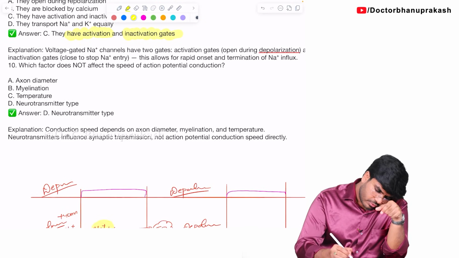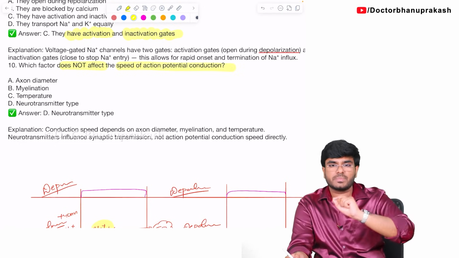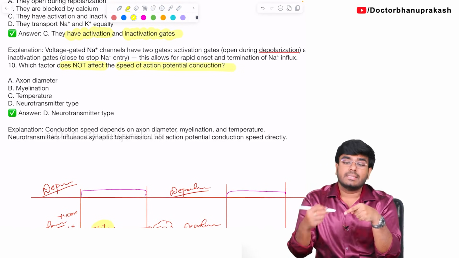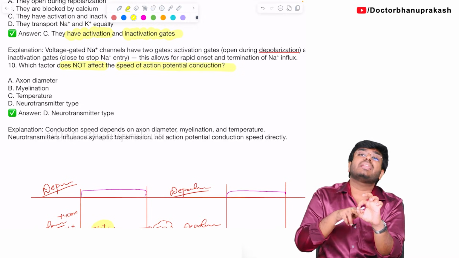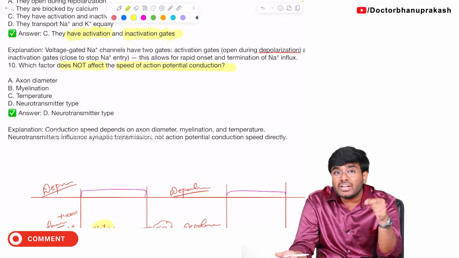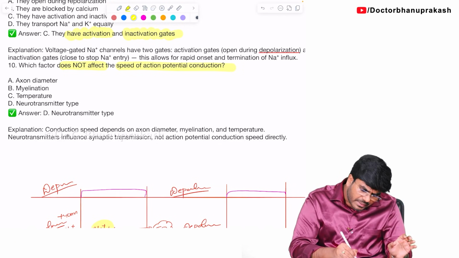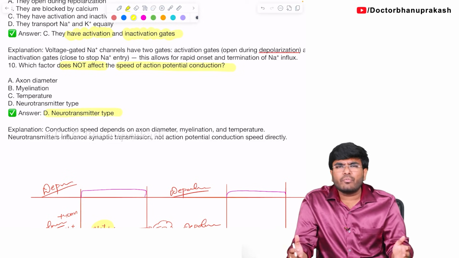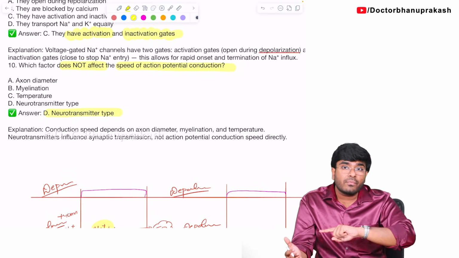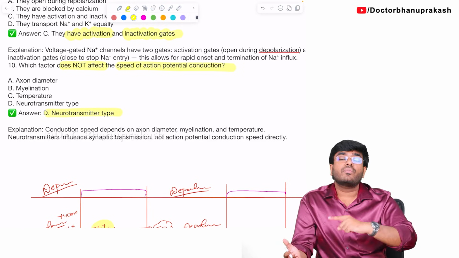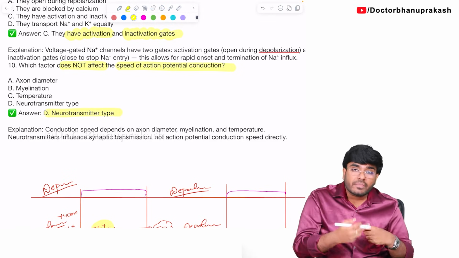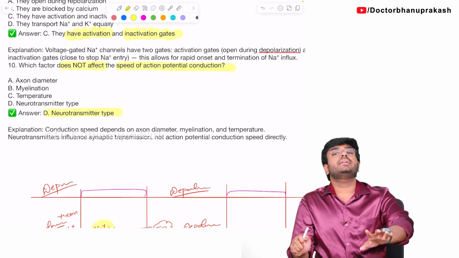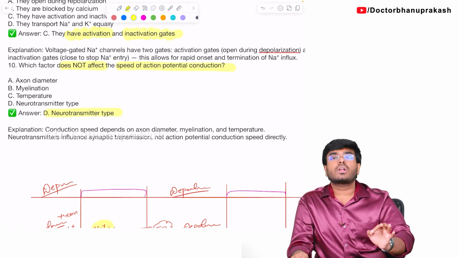Okay. Next question. Which factor does not affect the speed of action potential conduction? The speed of electricity conduction is mainly determined by the myelination and the diameter of the axon. Myelination, the diameter of the axon, and the axoplasmic resistance are going to determine the conduction velocity. But the neurotransmitter type, whether it is acetylcholine, norepinephrine, epinephrine, or dopamine, will never decide the flow of conduction, the flow of electricity. The flow of electricity is determined by the number of sodium channels, the diameter of the axon, the myelination of the axon, and the axonal resistance. They will determine the conduction velocity, but not the neurotransmitter type.